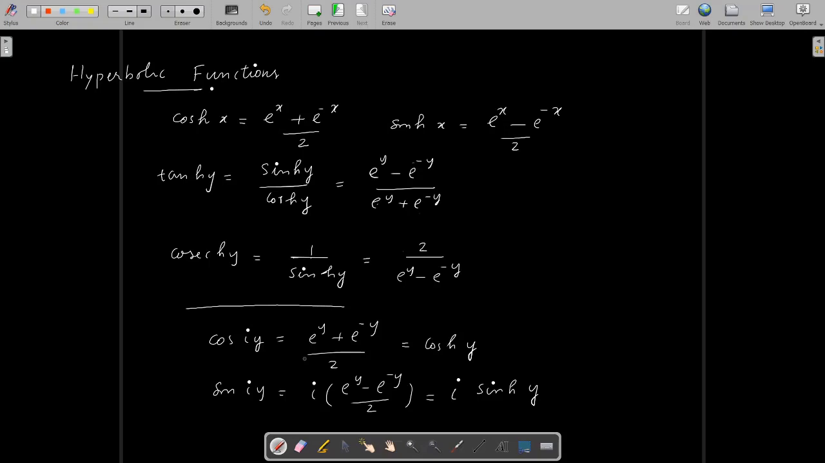As a consequence of this, you can get tan of iy. Tan of iy is defined as sine of iy divided by cos of iy. So this is equal to i times sinh y divided by cosh y. So that is equal to i times tanh y. So we have this relation between tan and hyperbolic tan.